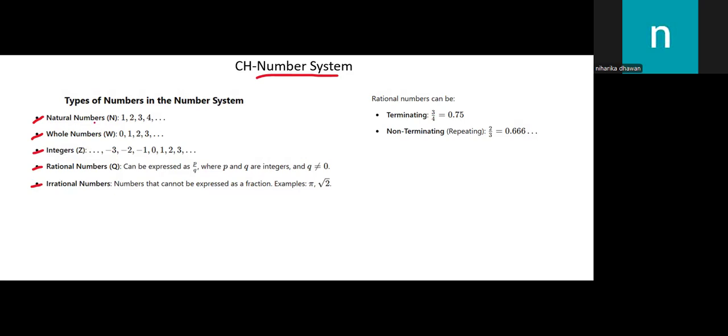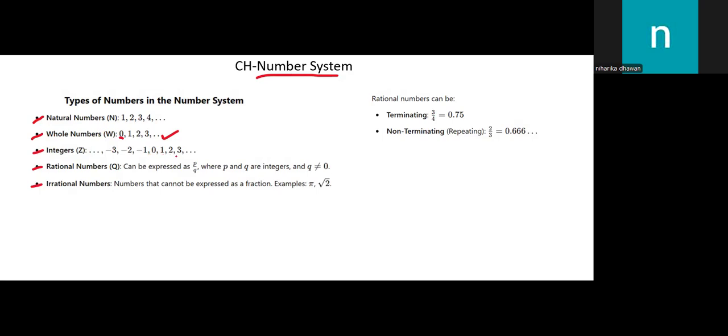Now, what are natural numbers? Numbers which are used for counting. So basically for counting, we use numbers like 1, 2, 3 and 4. So these numbers are known as natural numbers. Now, if in the set of natural numbers, we include the digit 0, then we will get the set of whole numbers.